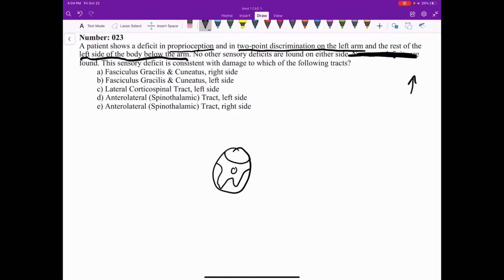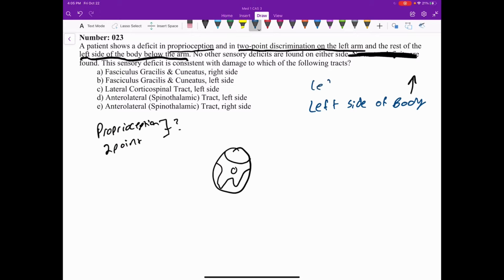Okay, so now we see proprioception, and we're going to say 2-point touch. Now if you have this memorized already, you should know what the answer is. But if you don't, we can keep breaking it down and get it a different way. So 2-point discrimination on the left arm and the rest of the left side of the body below the arm. So it's going to be on the left side of the body, and where else? Left arm. Something has got to be ringing a bell for you guys now. So what would you do here?